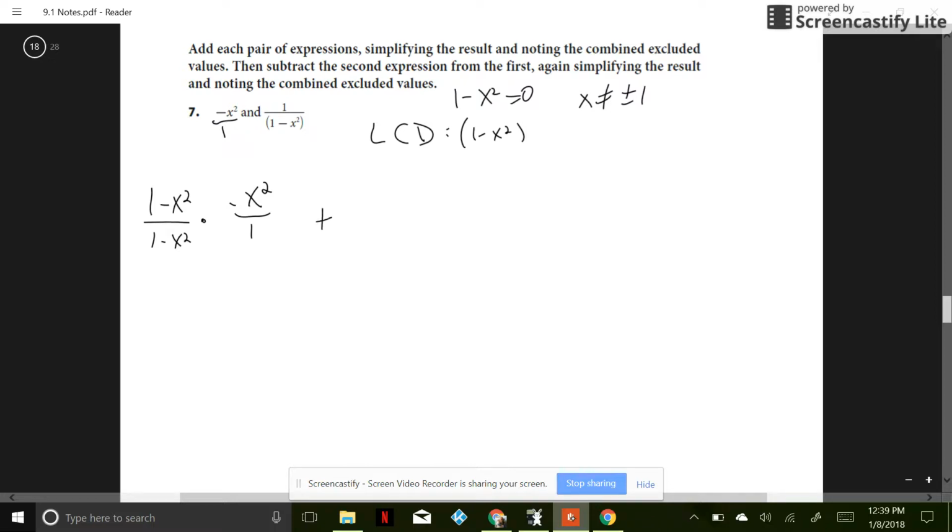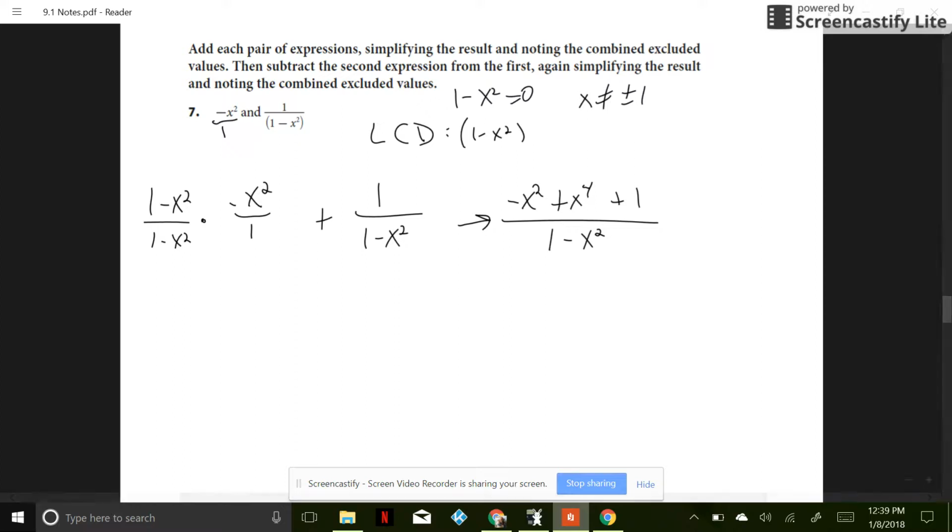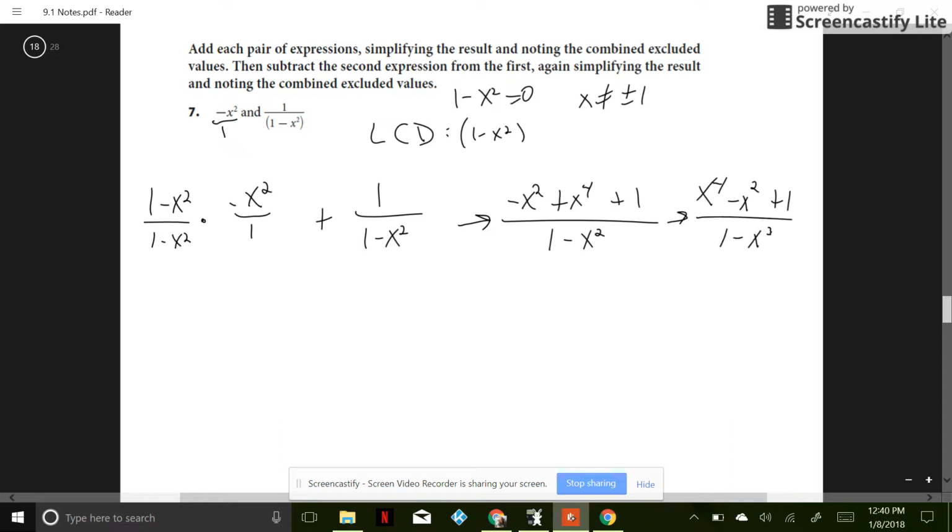We're adding these. Our second term already has that as the denominator, so there's nothing extra we need to do there. So when we multiply in the numerator of the first term, we'll end up with negative x squared plus x to the 4th. And then we'll add the 1 that's in the next term all over our common denominator, 1 minus x squared. So from here, we're done. We could rewrite it in standard form by power: x to the 4th minus x squared plus 1 over 1 minus x squared, because we can't factor any further from there.